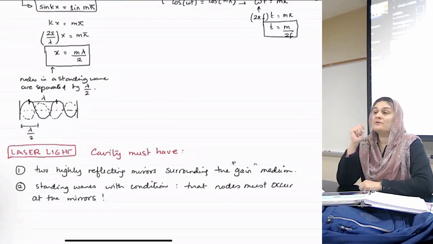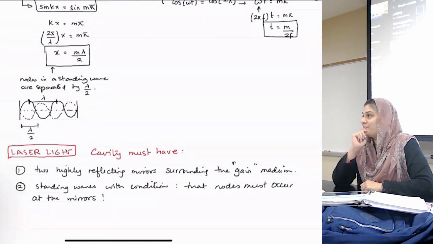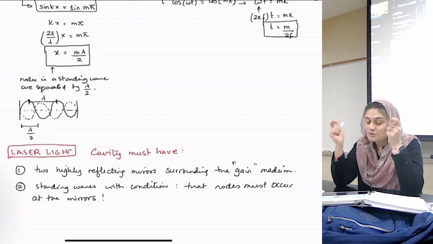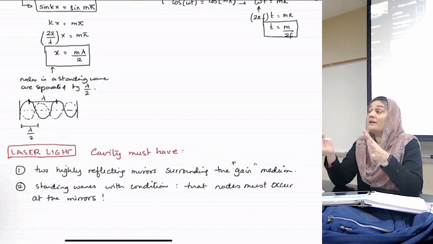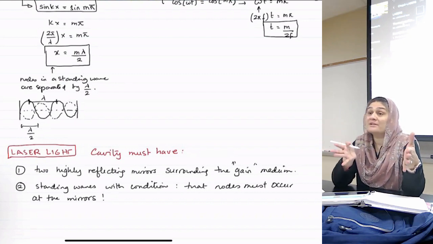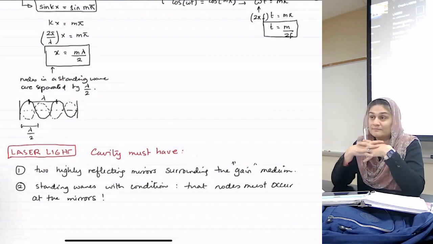So what if the nodes don't occur at the mirrors? What will happen to the reflection? It'll be highly damped. It'll just go away. So those are the two conditions that we must have for standing waves when we talk about laser lights, which are not necessarily just limited to laser lights. Any standing waves will have the same condition.